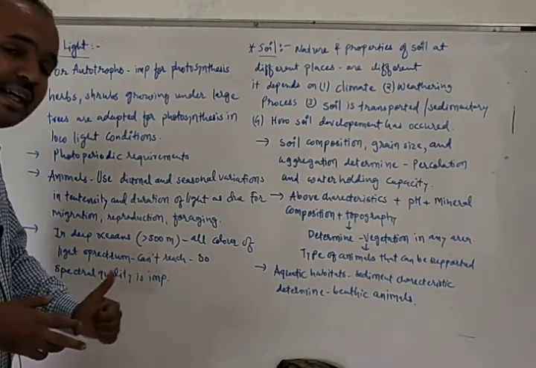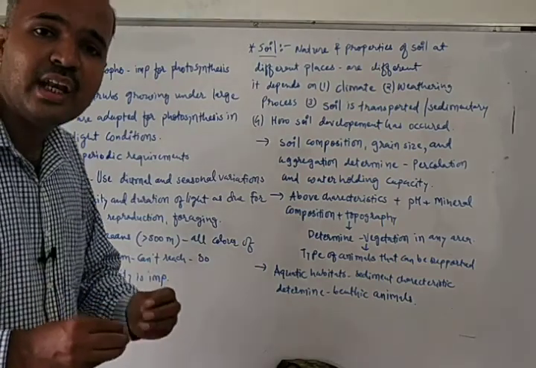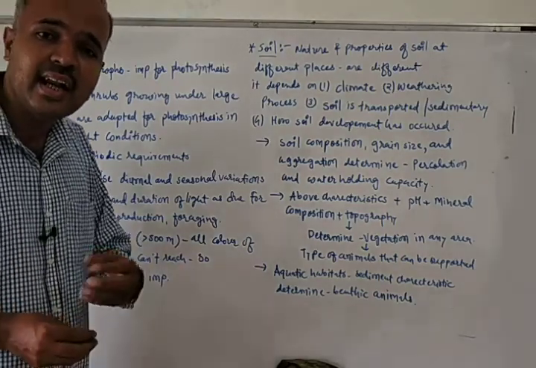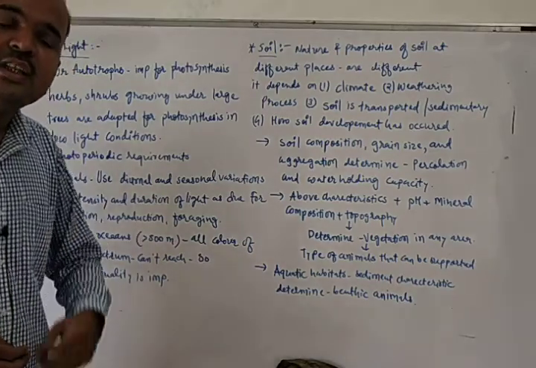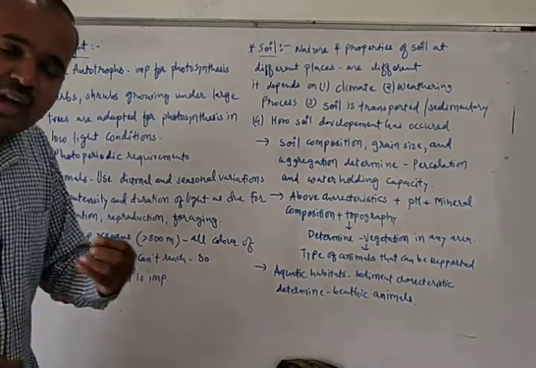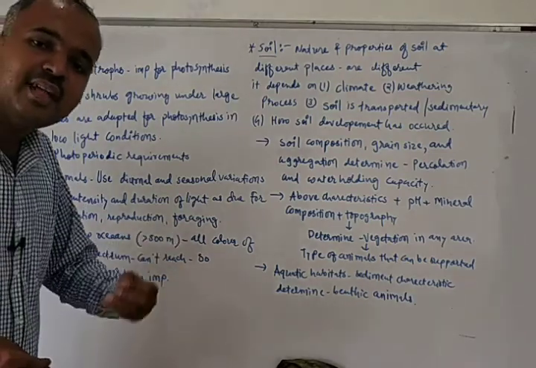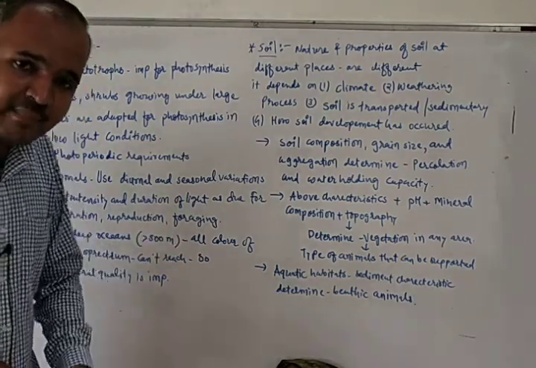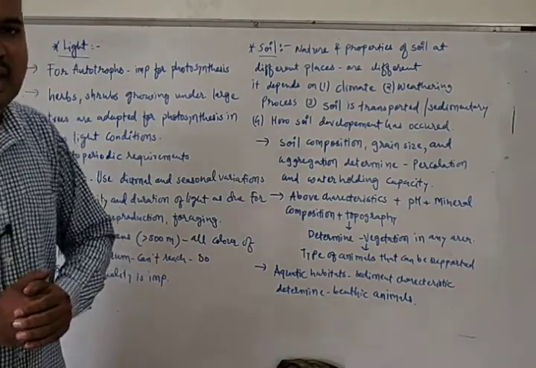So spectral quality is very important for them, because only some colors of the light spectrum can reach there. Only red light and orange light can reach there. So spectral quality is very important for organisms living in the great depths of the ocean, because not all colors of the light spectrum can reach there.